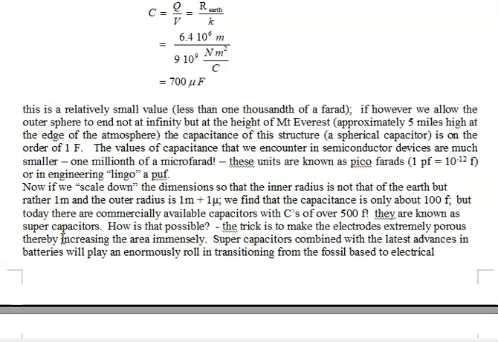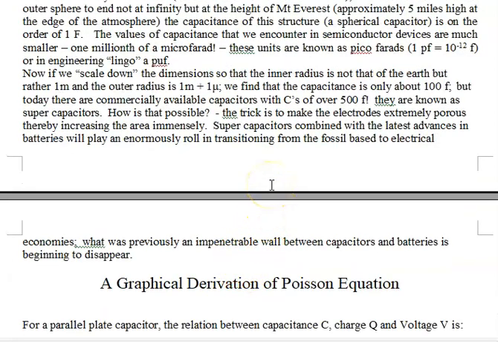How is it possible? Well, the trick is not to decrease the distance, but to increase the area by using very porous materials, specifically carbon. Supercapacitors are being made today, and they're commercially available. They're not even expensive. I think they're in the $10 to $20 range for something like 500 farads. They are incredible. And it is supercapacitors combined with the latest technology in batteries, which hopefully will very soon revolutionize our economy and move us from a fossil-based to an electrically-based economy.